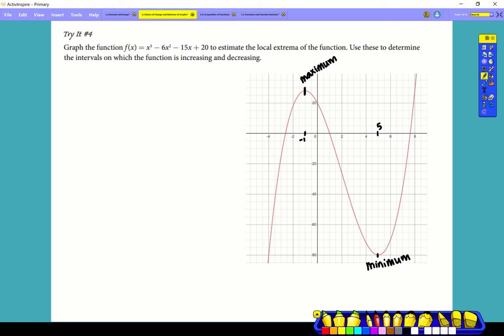Notice, this right here is an increasing interval, right? As x is getting larger, my y is getting larger. And here, as x is getting larger, my y is getting larger. So that looks like that's just going to go off forever. So I'm going to say from -infinity to, we'll go with -1.